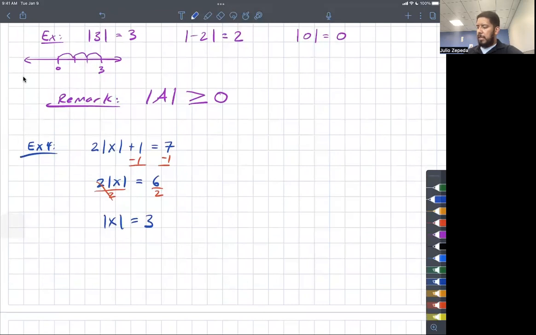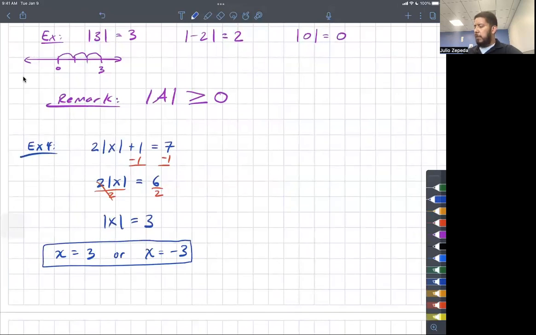And so earlier we said, well, that means that x is equal to 3 because we said that the absolute value of 3 is 3. So x is either 3 or we have another solution, x is equal to negative 3. These are your two solutions for this equation.